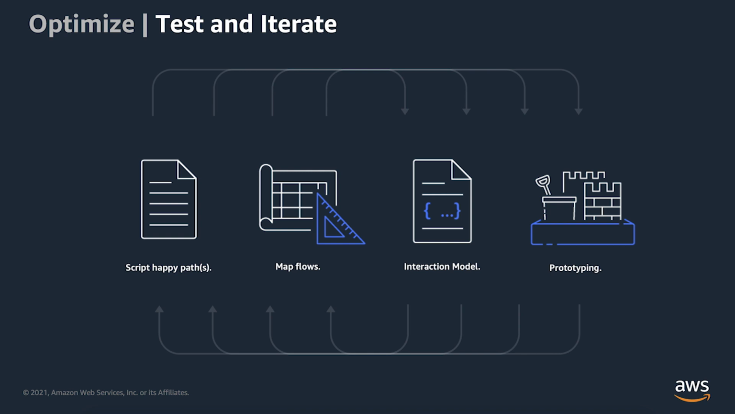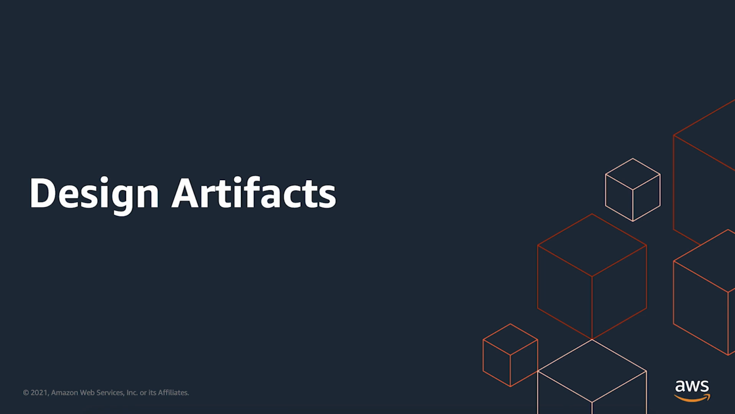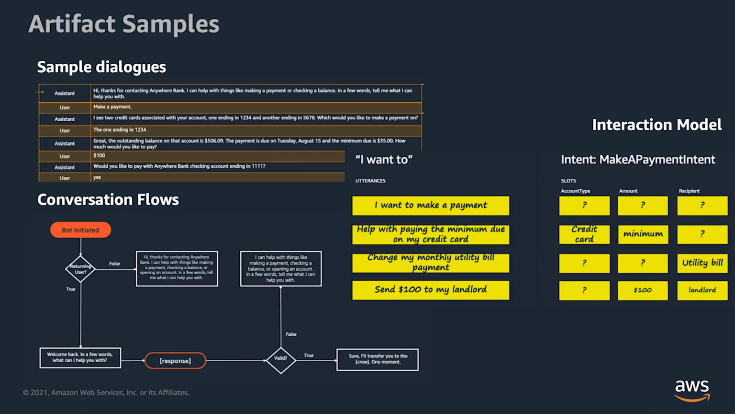I want to just quickly show you some artifact samples. These are the design artifacts that we've gone through during this process. So we have a sample dialogue, a conversational flow, and an interaction model. And these are the artifact samples that maybe you would pass off to a developer to say, okay, this is how I want this intent to be built, and this is the utterances I want to support.